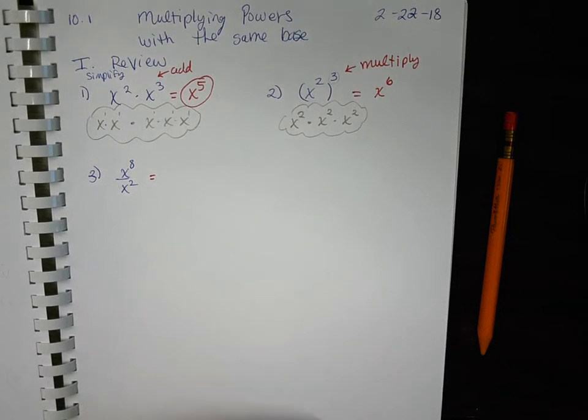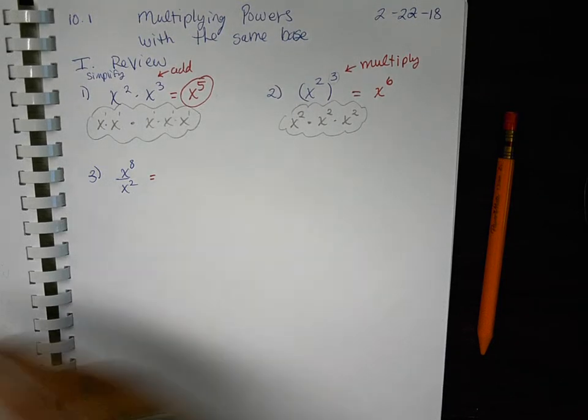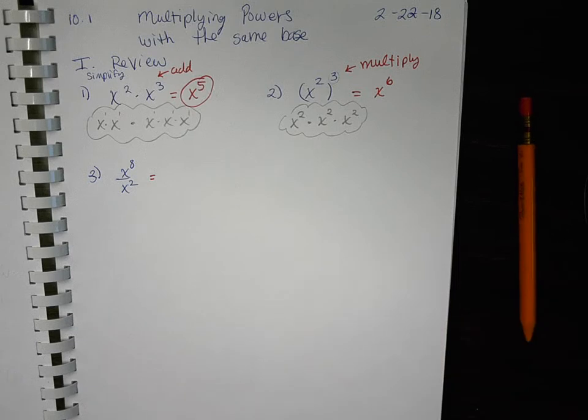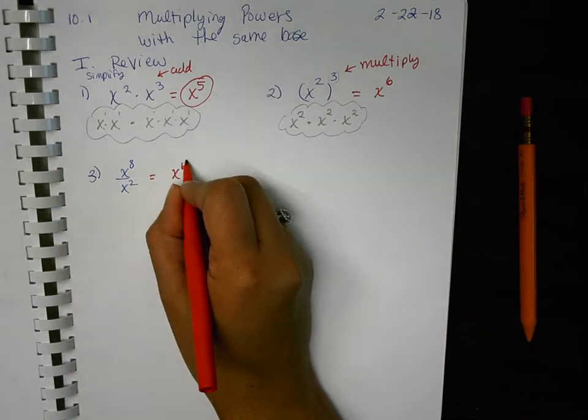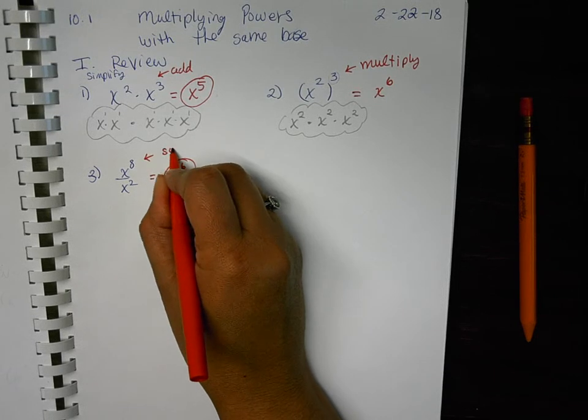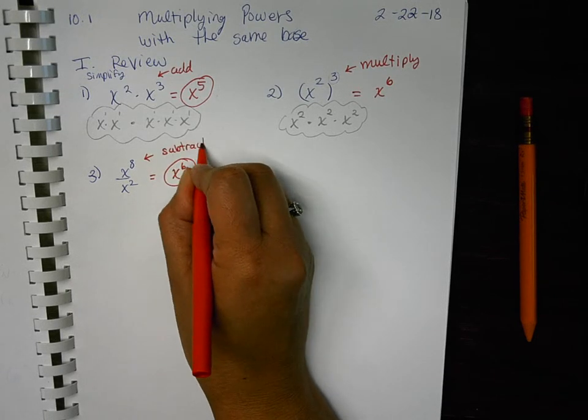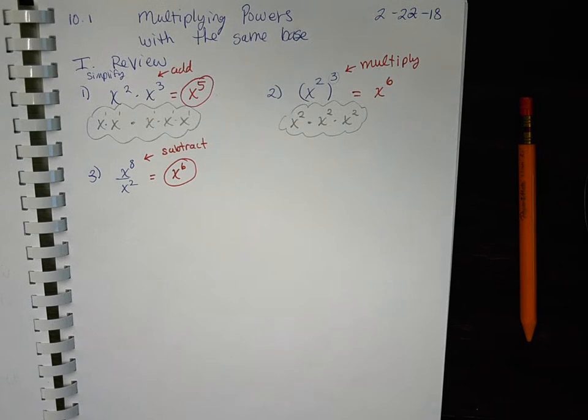Anybody remember what to do? Okay, what is it? X to the 6th. I heard 2 of you tell me that. Okay, what do you do? Subtract. All right, so you subtract the exponents. Yes. What I did is I wrote out all the x's and put it over.